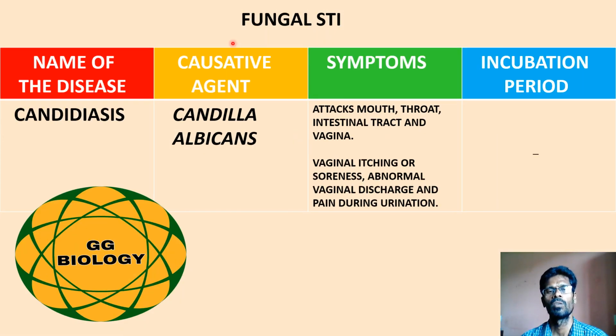The third microbe is fungal STI. Candidiasis is the disease caused by Candida albicans. The symptoms of candidiasis are that it attacks the mouth, throat, intestinal tract and vagina. So there is vaginal itching or soreness, abnormal vaginal discharge and pain during urination. These are the symptoms of this fungal disease, namely candidiasis.